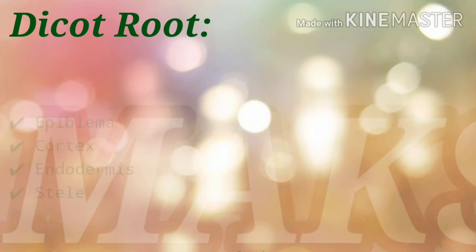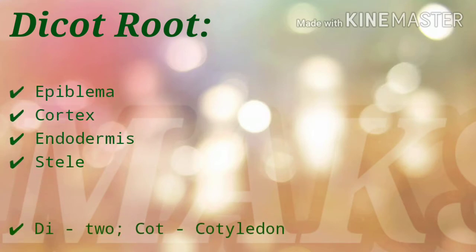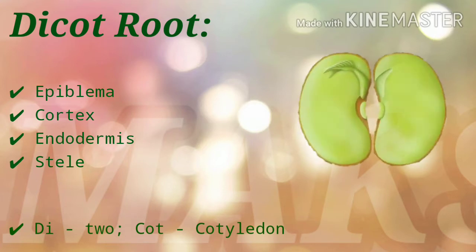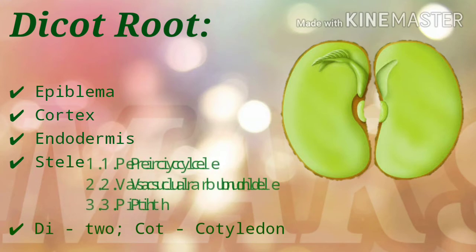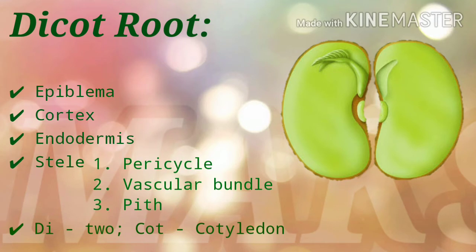A dicot root has the following parts: epiblema, cortex, endodermis and stele. Dicot is nothing but a seed with two cotyledons. You can see the picture of the seed, which has two sides, that is called dicotyledon. Stele constitutes three types of cells: pericycle, vascular bundle and pith.